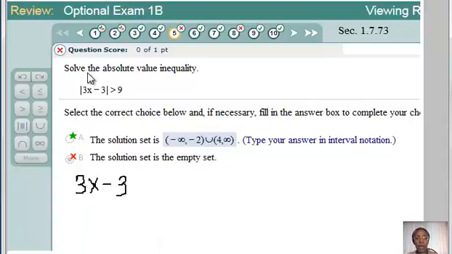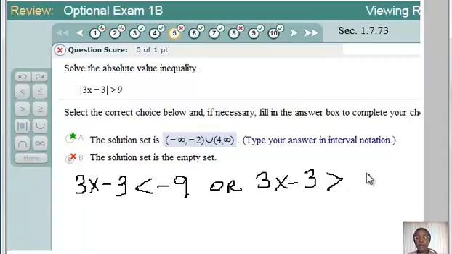value bars. So for the absolute value of 3x minus 3 to be greater than 9, 3x minus 3 needs to be less than negative 9, or 3x minus 3 needs to be greater than 9. So this compound statement is equivalent to the absolute value statement.